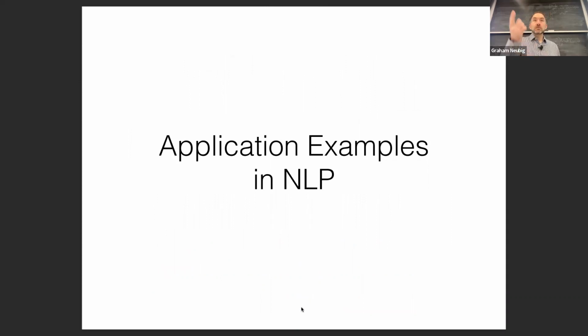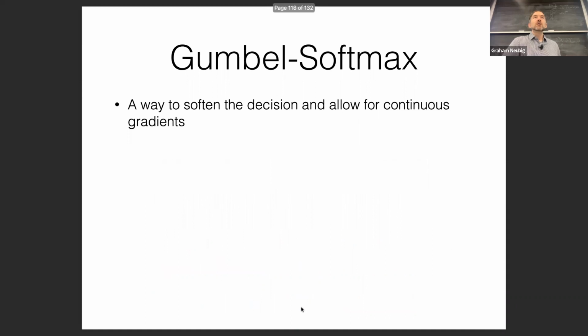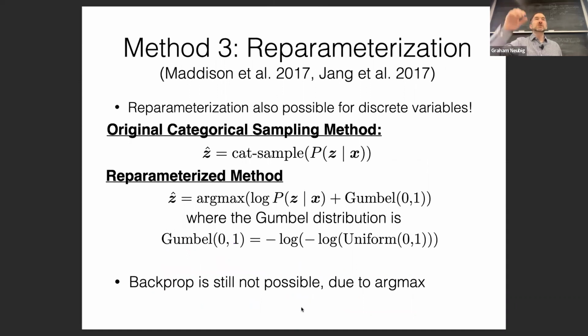So, question? Can you explain what the Gumbel is again? Yeah, so the Gumbel function is a special function that basically works like how we can reparameterize a Gaussian by taking a zero mean and unit variance Gaussian, multiplying by the covariance and adding the mean. If we do that, we can go from a zero mean unit variance Gaussian to the actual distribution we want to model.